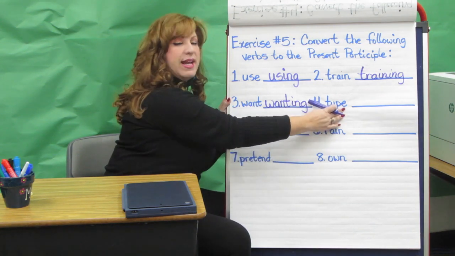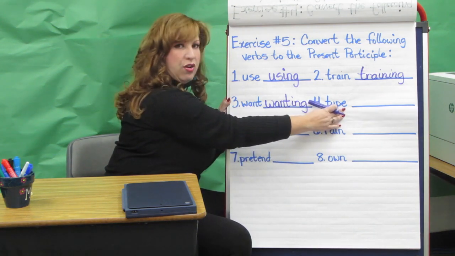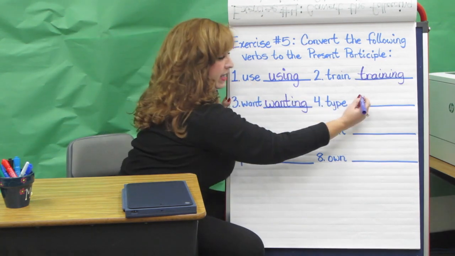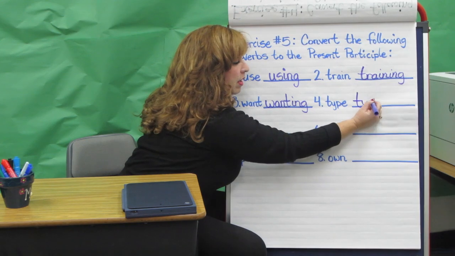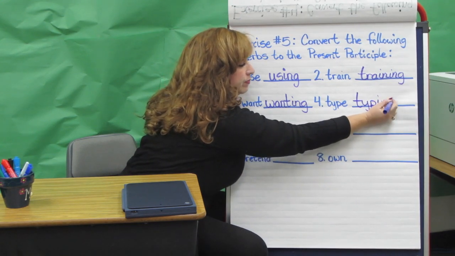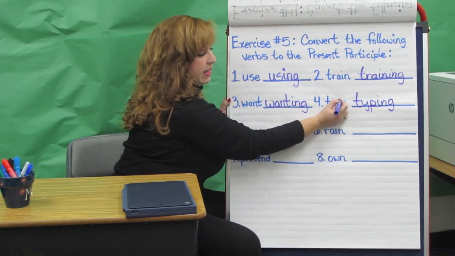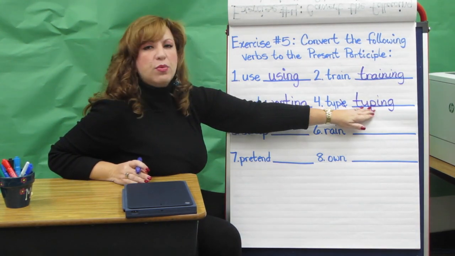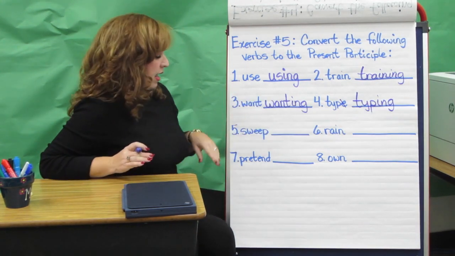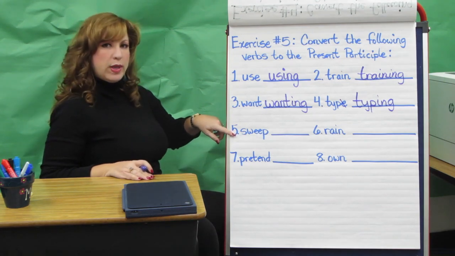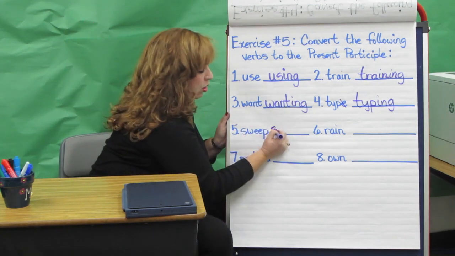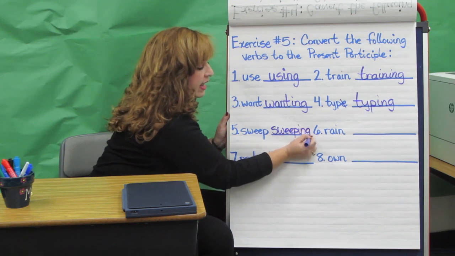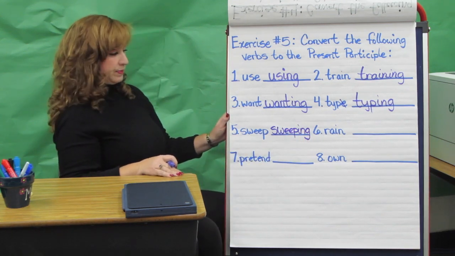As you can see, it does end in an E. So therefore, we have to do just as we did in use. We drop the E and add the ing. So basically, the E does not come onto the word typing. Then number 5, we have sweep. We turn it into sweeping by just adding ing.